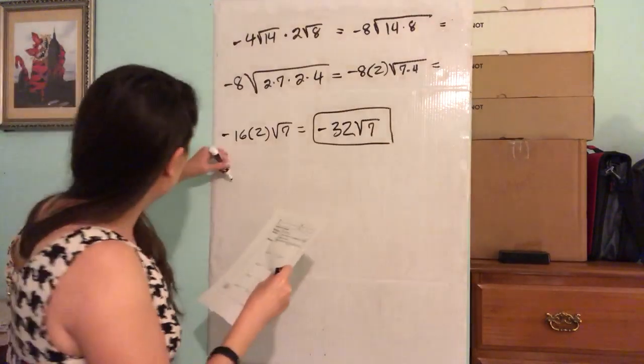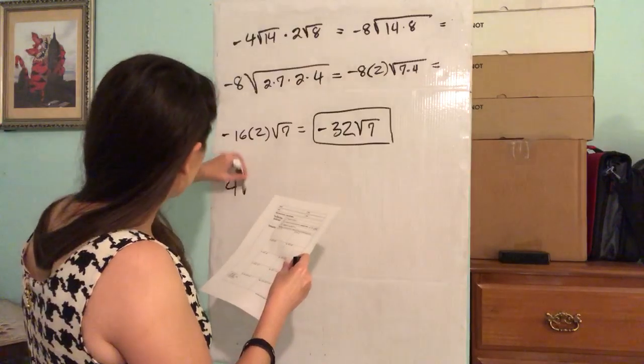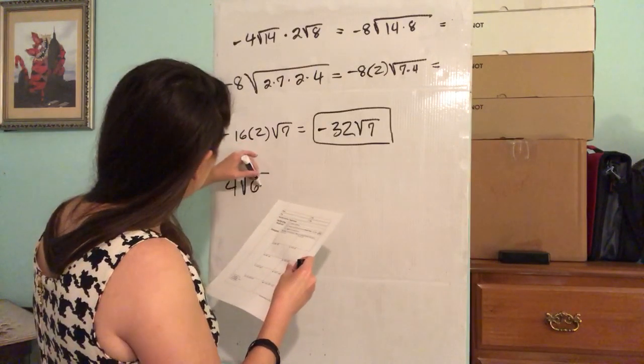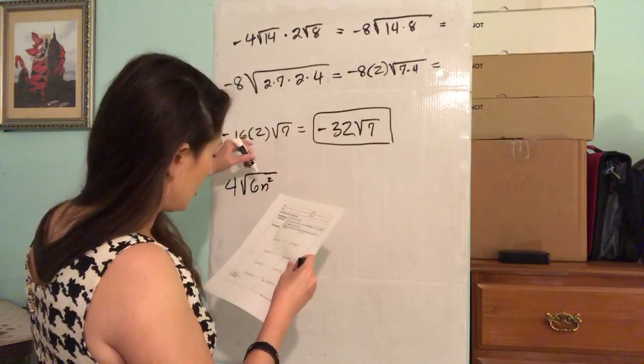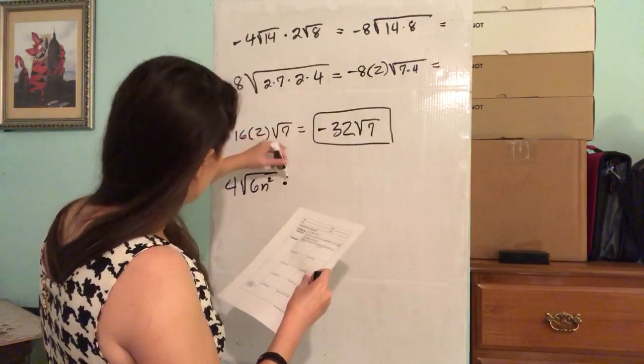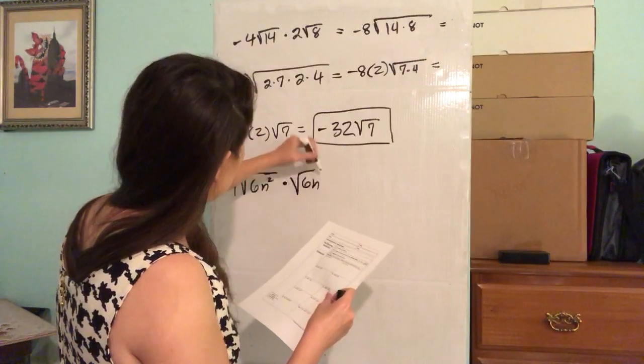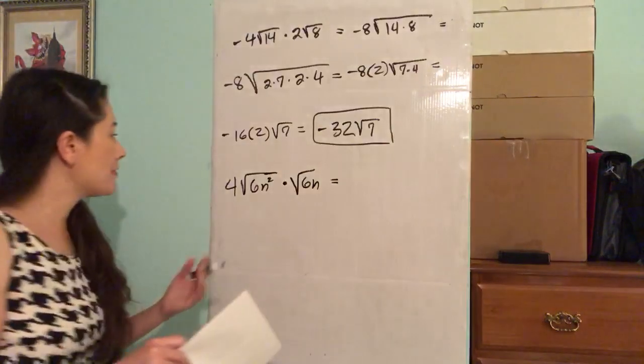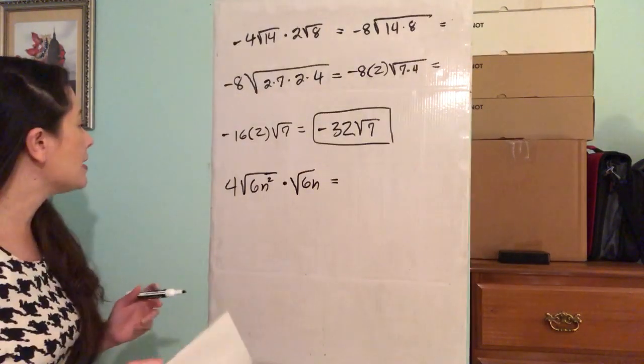Let's do 4 times the square root of 6n squared times the square root of 6n. Okay, so this time we got variables, and that's okay, we can do that.